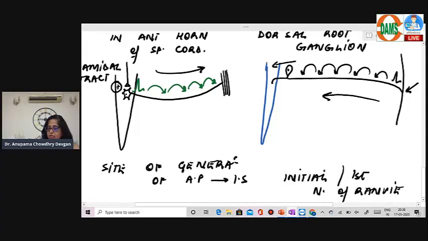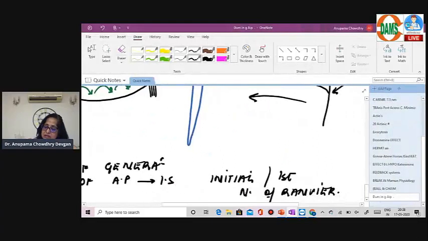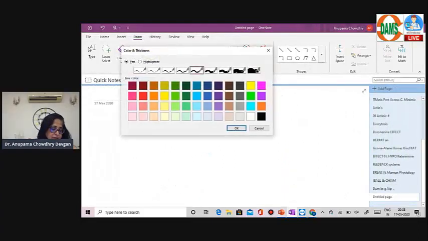Let's go on to the next thing. Now, as far as the next thing is concerned, what is the strength duration curve? Strength duration curve.